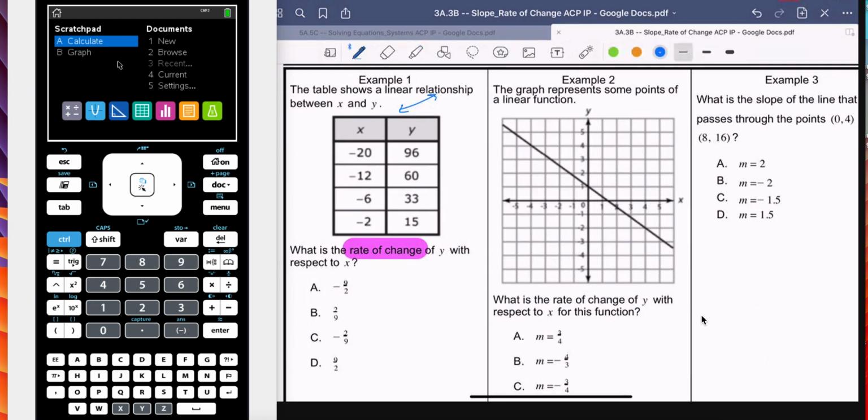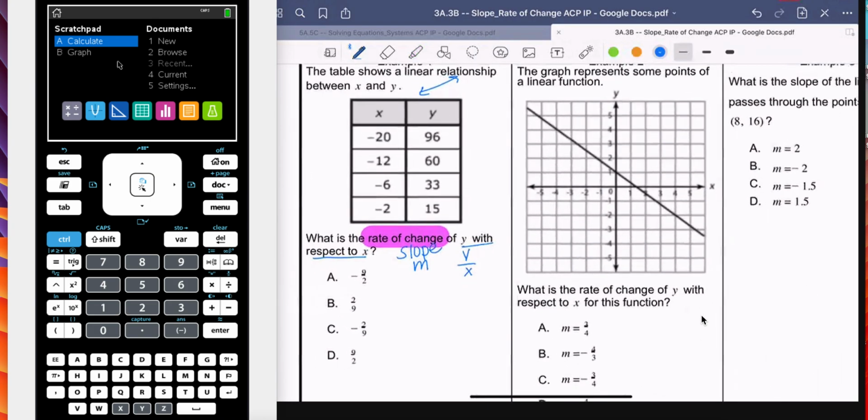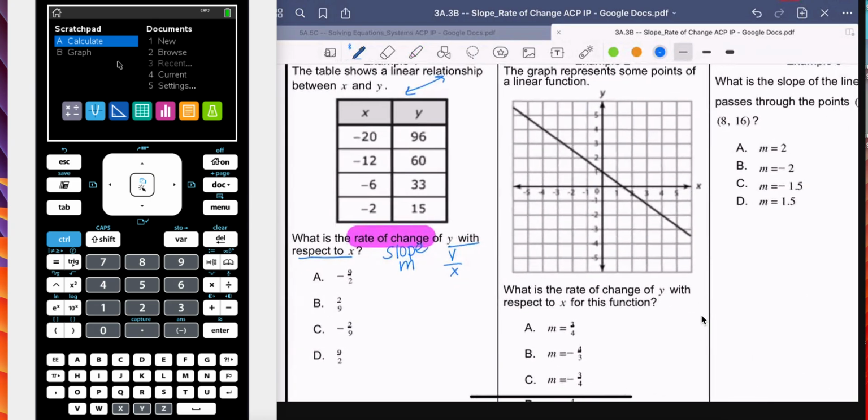Now, remember, rate of change is the same thing as slope, is the same thing as m. This part right here, y with respect to x, is just a reminder that y is always over x. So we're always going to do y over x. The first way we're going to do this is we're going to pick out 2 points. You can pick any 2 that you want. You could pick these, you could pick these down here. I like to find smaller numbers with no negatives. So I'm going to start with this one right here, negative 6, 33, and I'm going to choose another one, again, small numbers.